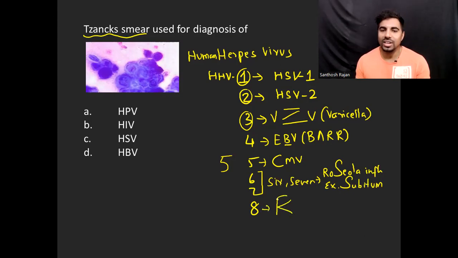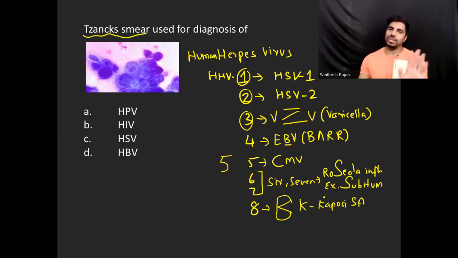8 is K. K stands for Kaposi sarcoma. I told you, it is the most common cancer in HIV patients. Kaposi sarcoma, right? It's a vascular tumor. Just remember this much. This is in brief.